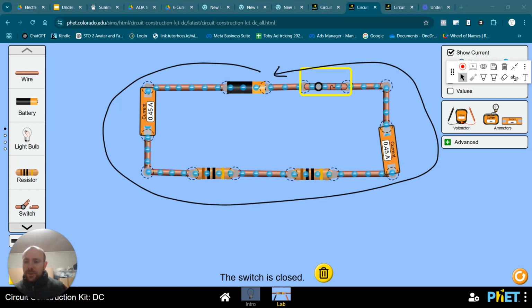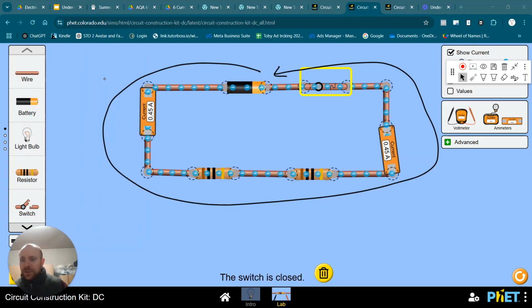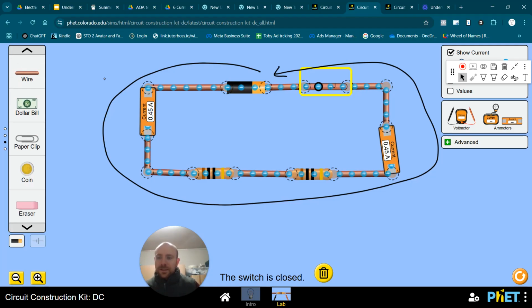Another thing you can play around with in the PhET is that you can put objects in, dollar bills, coins, erasers, and see which ones conduct electricity, which ones are going to allow a complete circuit to flow. But for this particular video, we're just going to talk about series and parallel circuits. In this case, you can see there was only one route or loop that these coulombs could move. For that reason, we would call this a series circuit.